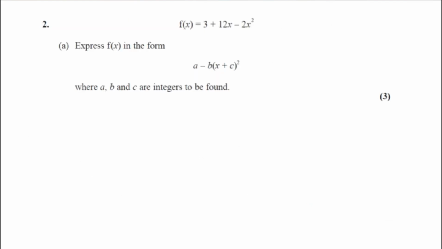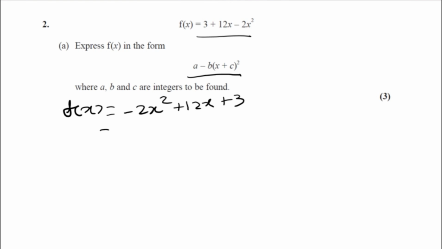Next question. f of x is equal to 3 plus 12x minus 2x squared, expressed in the form a minus b(x plus c) whole squared. So this is completing the square. Okay. f of x is equal to, now I have to rearrange them. It will be easy for me. So minus 2x squared plus 12x plus 3. From these two, I am taking minus 2 common. So it will give me x squared minus 6x plus 3.